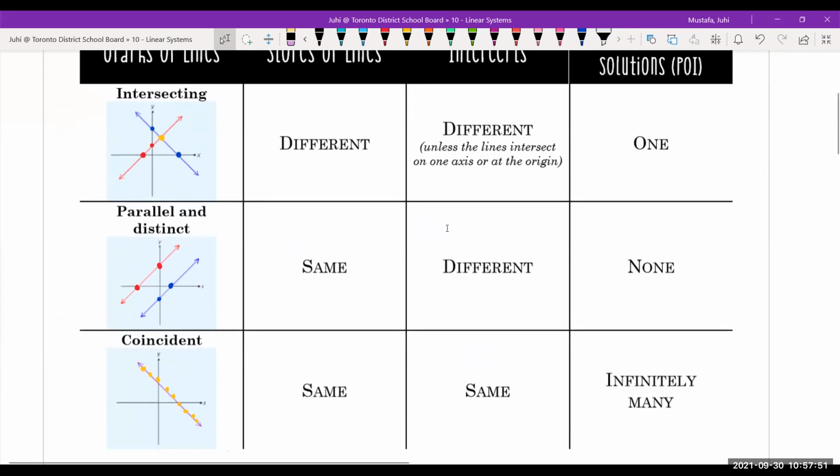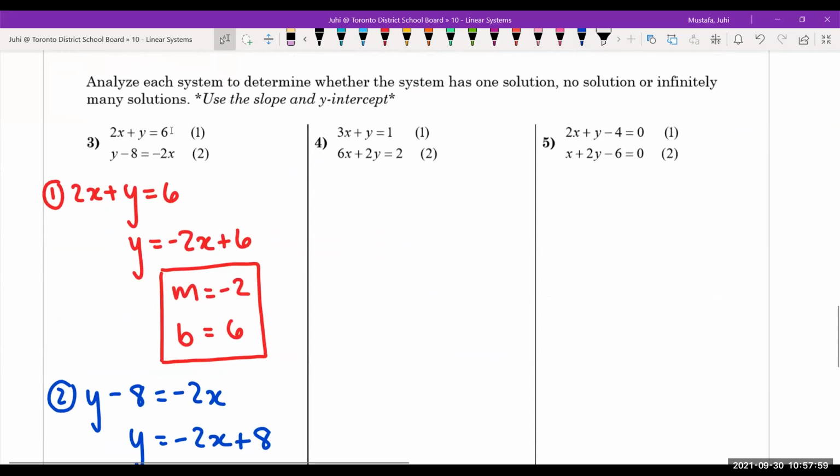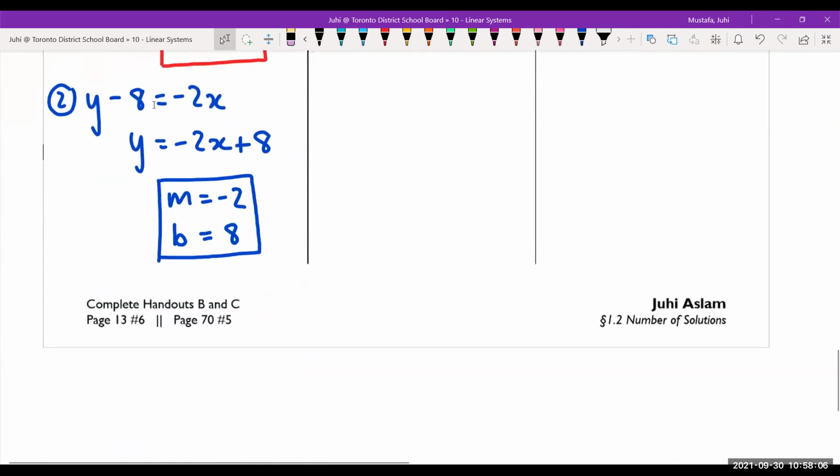Yeah, so there's going to be parallel lines, and how many solutions will there be? None, because parallel lines never meet. So what was the question asking? It says analyze each system to determine whether the system has one solution, no solution, or infinite. And in this case, we just figured out that these are going to be parallel lines, no solution.